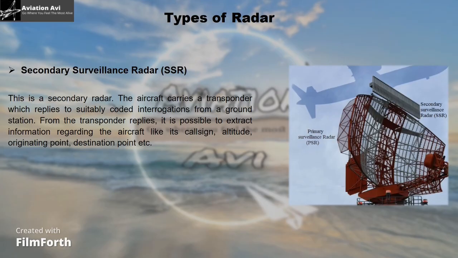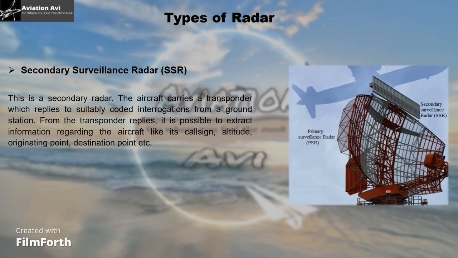Now let us look at the secondary surveillance radar, or the SSR. It is a secondary radar. Like we discussed in the part 1 of the video, the secondary radar involves active involvement of the object. The aircraft carrying a transponder replies to the suitably coded interrogation signal sent by these particular antenna present on the ground. From the transponder replies, it is possible to extract exact information like the aircraft call sign, the altitude, originating point, destination point, etc. And using this information, the ATC gets particular details of the aircraft and ensures safe navigation of the aircraft.